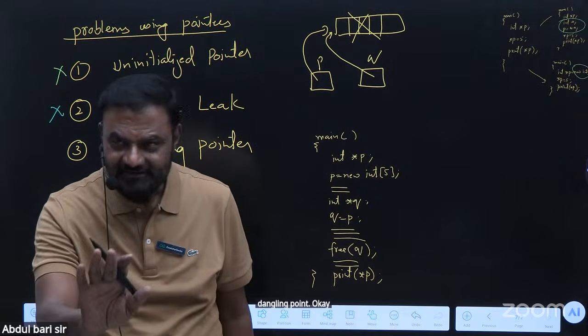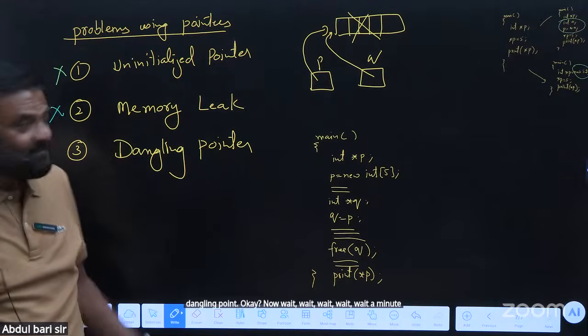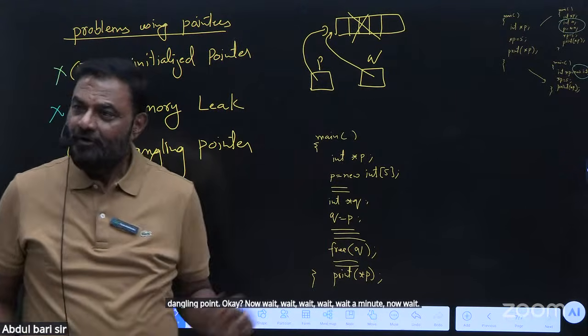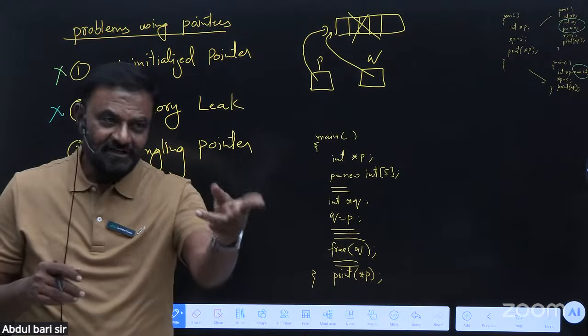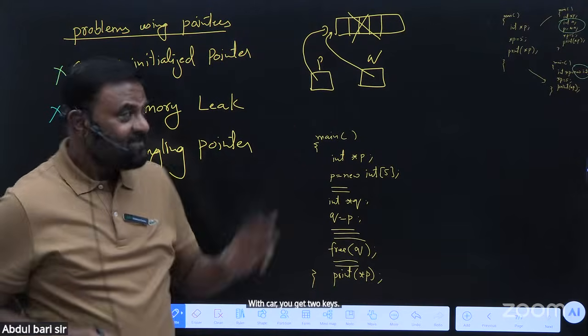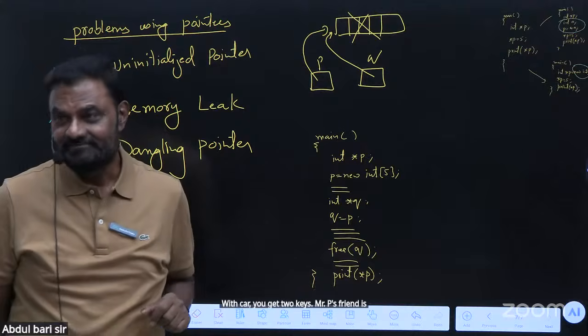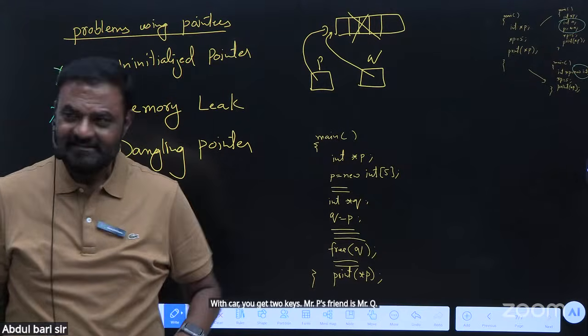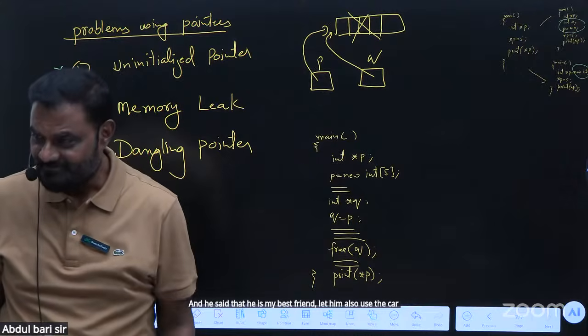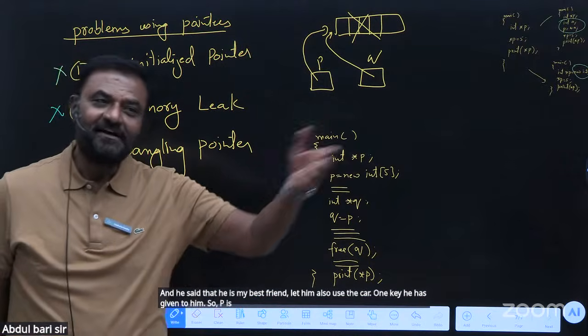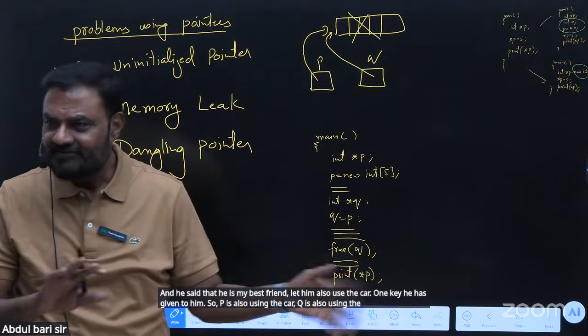Okay. Now wait. Mr. P bought a car. With a car, you get two keys. Mr. P's friend is Mr. Q, and he said, he is my best friend, let him also use the car. One key he has given to him. So P is also using the car, and Q is also using the car whenever it is free.